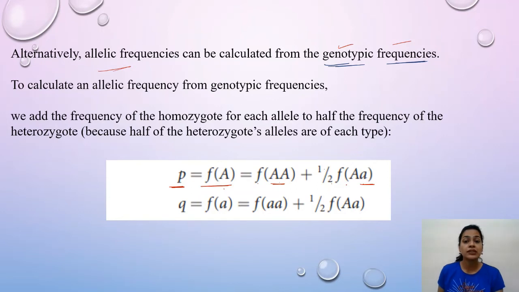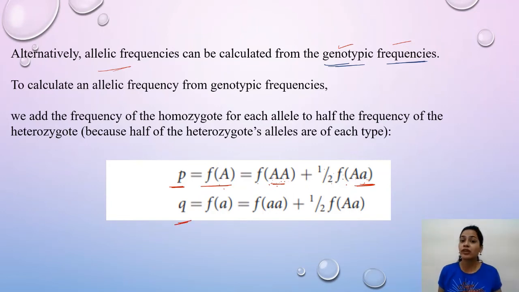Why? Because this individual will be having how many? 2 copies, and its frequency is already given, so that's why we will not multiply by twice, but we will just halve the frequency of the heterozygous. Why? Because the frequency of heterozygous is actually giving us the frequency of 2 different alleles, but we need the frequency of only one allele, so that's why we'll just divide it by 2, and we will add these 2 values if the frequency is given. So we'll just simply add these 2 values.